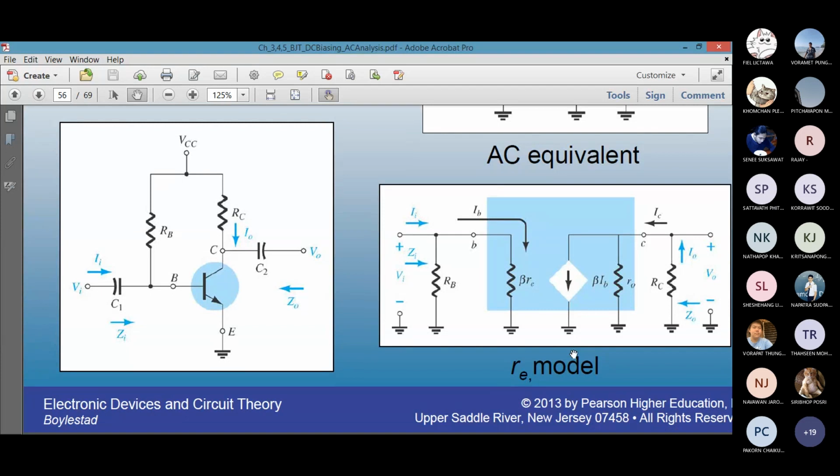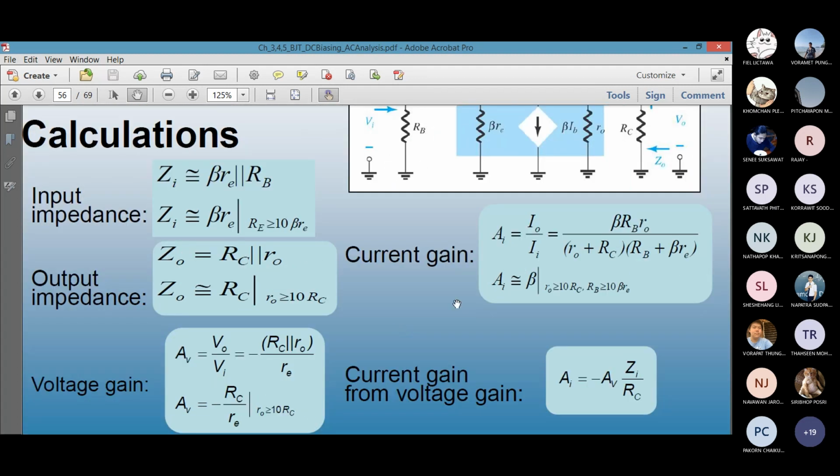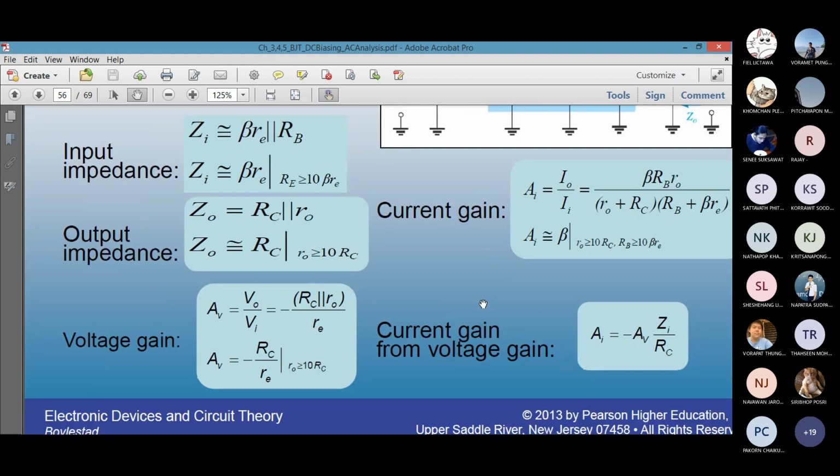In some cases, you can ignore the small ones. If RB is greater than or equal to 10 times beta re, you can ignore the RB. For the output impedance, if small ro is greater than or equal to 10 times RC, you can ignore the small ro and just say the output impedance is RC. There's a current gain equation as well. For BJT, you have both voltage gain and current gain equations. For JFET, you don't have current gain because it's undefined.